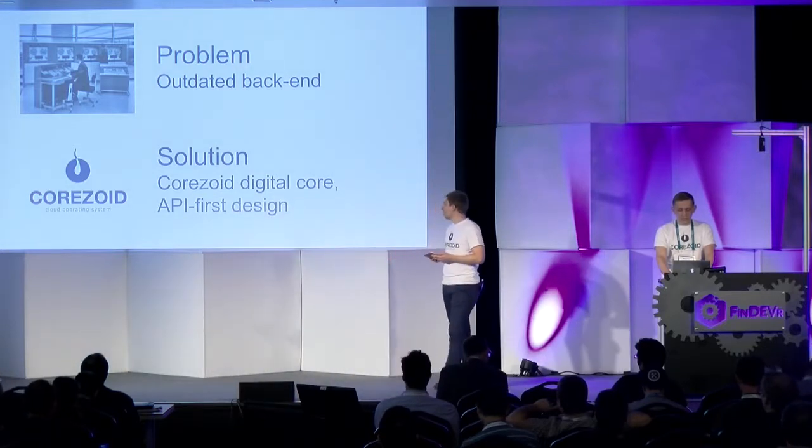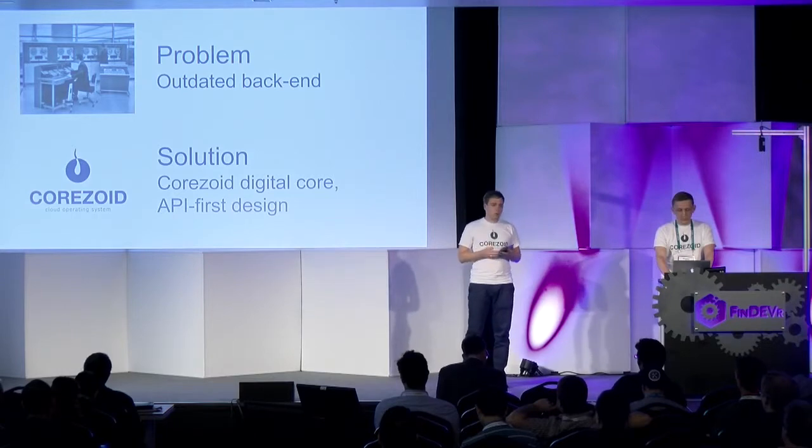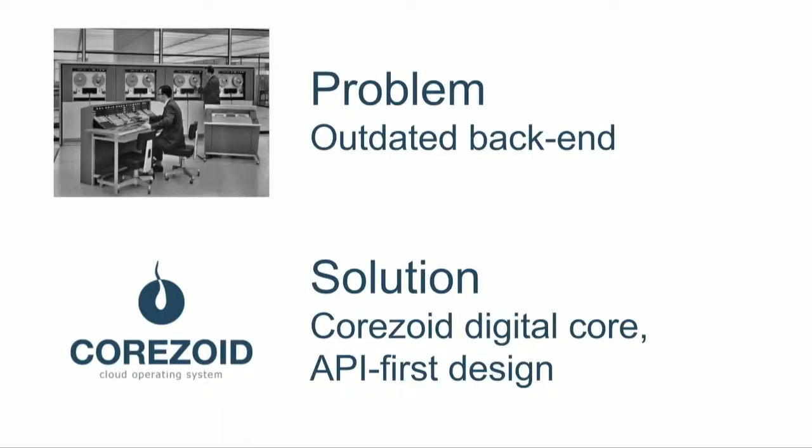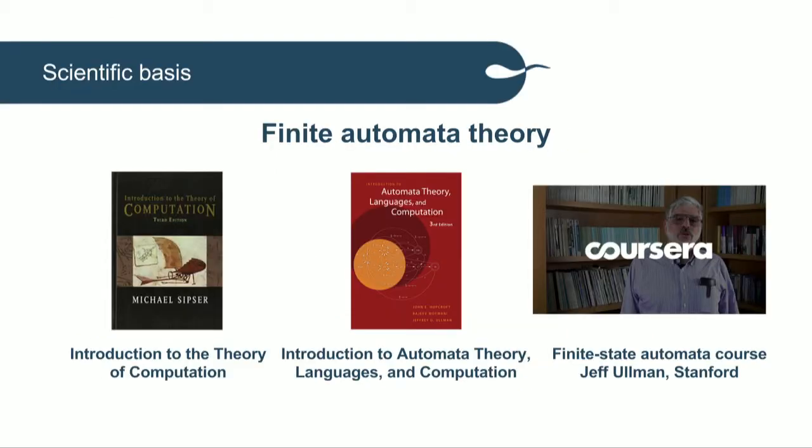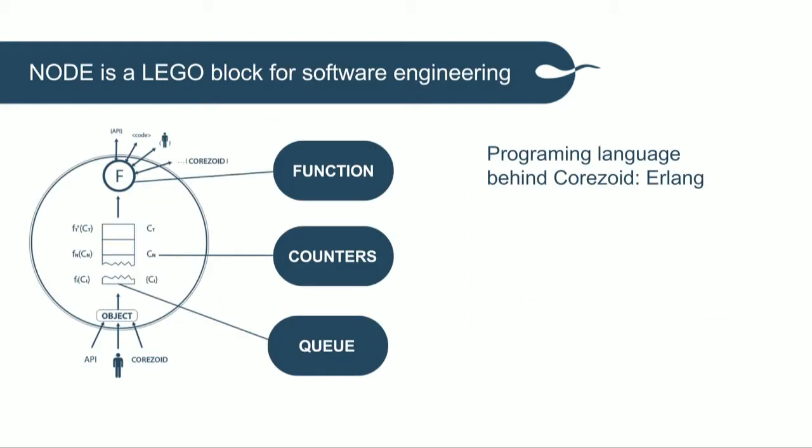We invented a cloud operating system, Corezoid, as a solution to this problem. Corezoid is a plug-and-play digital core. You can think of it as a cloud backend for any fintech company or any bank to use. By definition, Corezoid is a PaaS tool for creating IT solutions with the use of automata-based programming with explicit state selection. The basic element of Corezoid is a node.